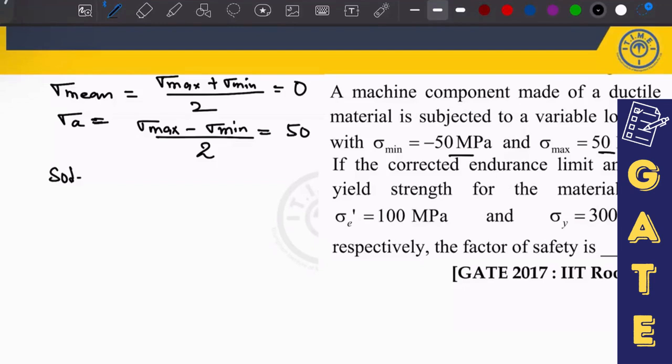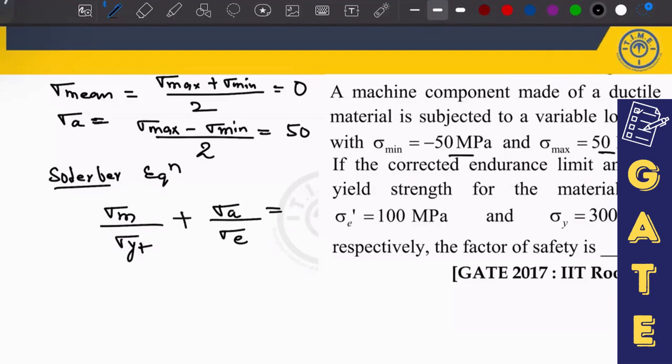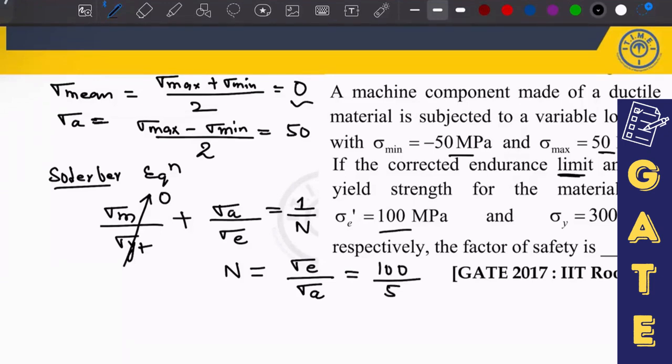So by using the Soderberg equation, can I say mean stress divided by yield tensile strength plus variable stress divided by endurance limit is equal to 1 by n. This first term will be equal to 0 because the mean stress is 0. So the factor of safety is the endurance limit divided by sigma a. What is this endurance limit? Endurance limit is given as 100. The variable stress you are getting is 50. So the correct answer is 2.